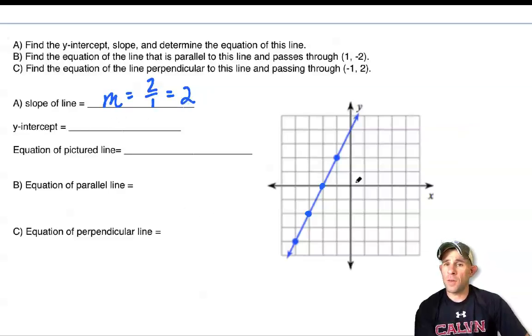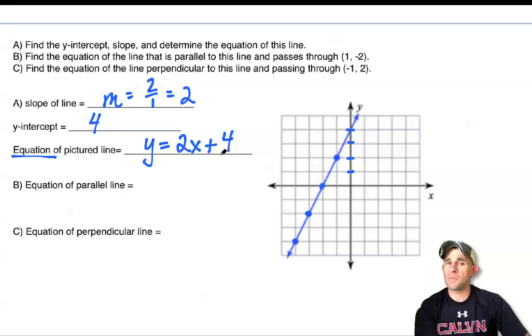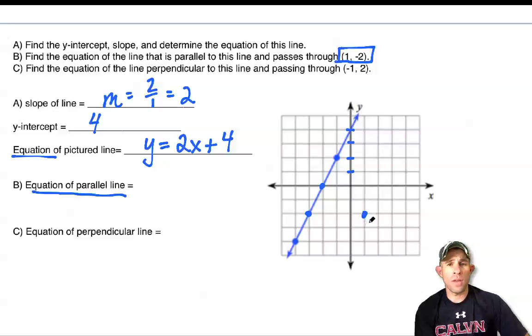How about the y-intercept? Well, here's my y-axis. If I count up from my y-axis, I have 1, 2, 3, and 4. So it looks like my y-intercept here is 4. Now I can write the equation of my line, and it follows my template. Y equals my slope times x plus my y-intercept. Now I want to write the equation of a line that's parallel to this line and passes through the point 1, negative 2. So if I move to the right 1 and down 2, here's the point 1, negative 2.